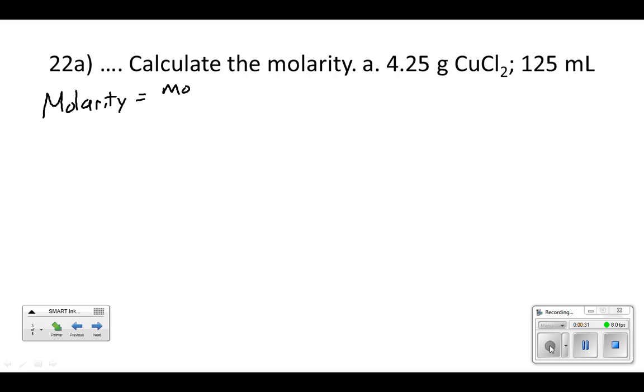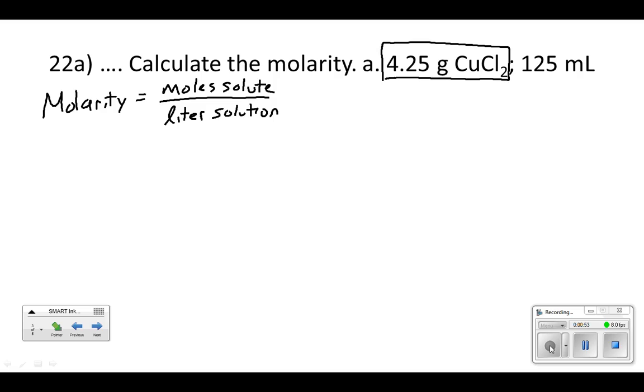So molarity is the moles of solute per liter of solution. If we're going to do this, we're going to need to know the number of moles of solute and liters of solution. We are given a mass of solute here, 4.25 grams. So we're going to have to change grams to moles to put that on top, and then we have a volume of solution. However, it's in milliliters, and we're going to have to convert that into liters.